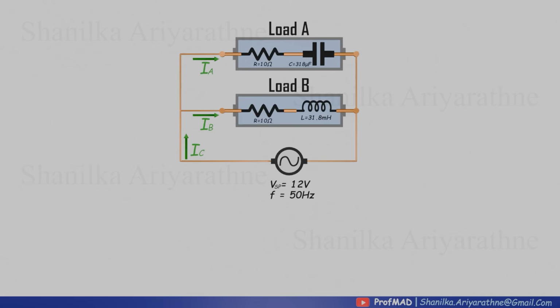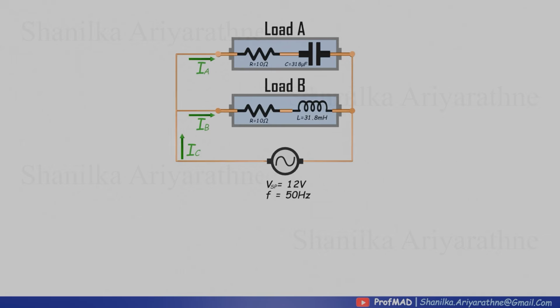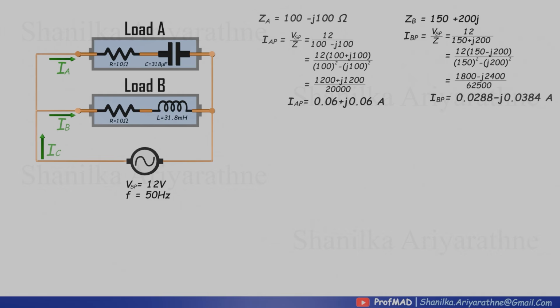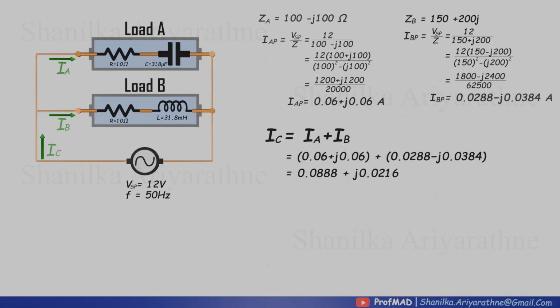Now let's return to the third circuit, the one that was difficult to solve using trigonometry. This time, we'll start from the beginning. For branch A, we calculate the current in complex form. For branch B, we do the same. Now that both branch currents are written as complex numbers, we can simply add them to find the total current.